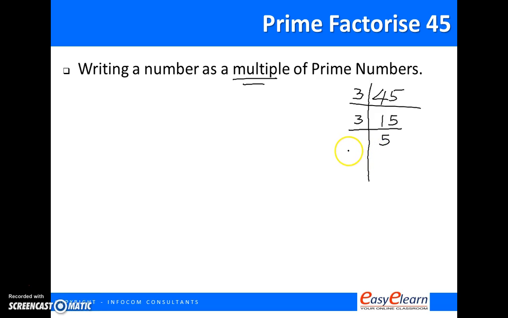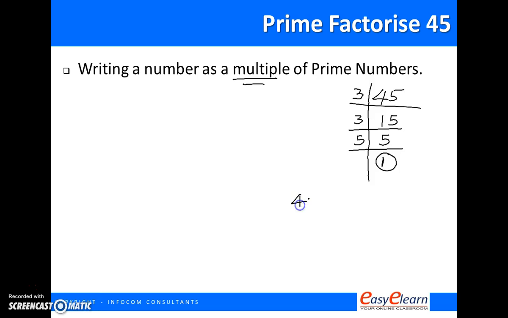5 cannot be divided by 3 without a remainder. So I look for the next prime, which happens to be 5. 5 divides 5, I get 1. The moment I get 1, I should stop my division. I can't divide it anymore. I should stop the moment I get 1.